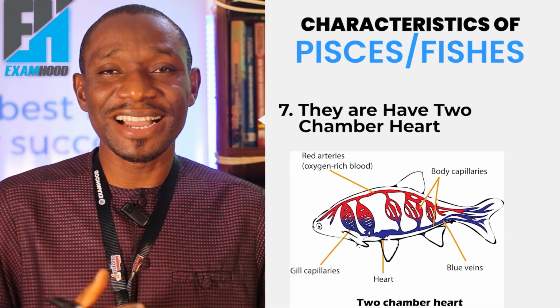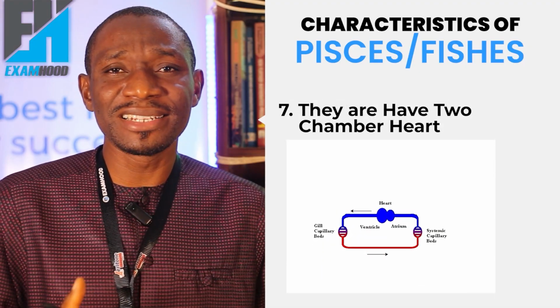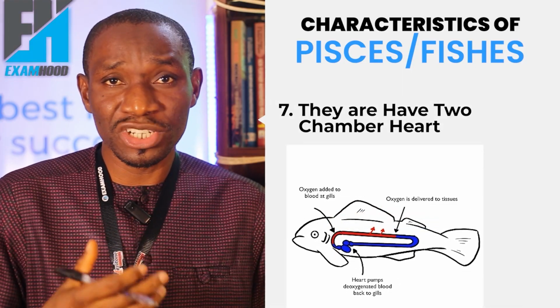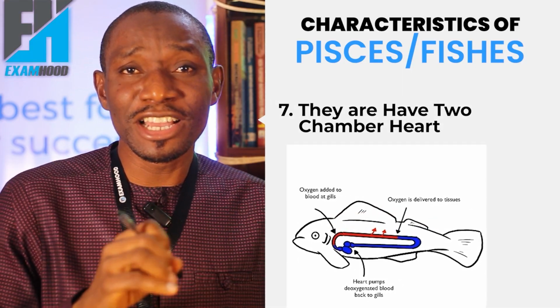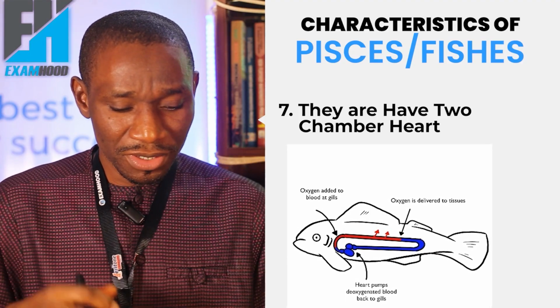Another important characteristic of the Pisces or the fish again is that they have two-chamber hearts. Their hearts are in two forms. They have two chambers, not like the mammals that have four chambers. The fishes have two chambers, and the function of the heart is to pump blood around the body of the fish.